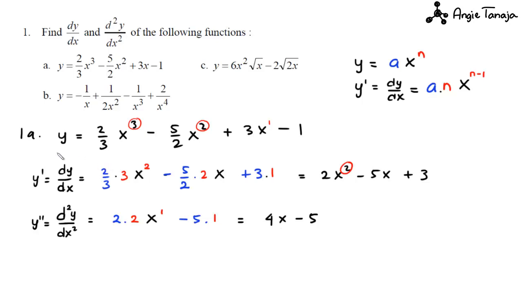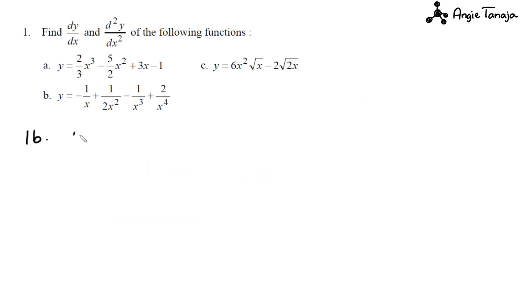Okay, let's continue with b. 1b we have y equals minus. Okay, I will refine this form. This will be minus x to the minus 1 plus half times x to the negative 2, and then minus x to the negative 3, and then plus 2 times x to the negative 4.